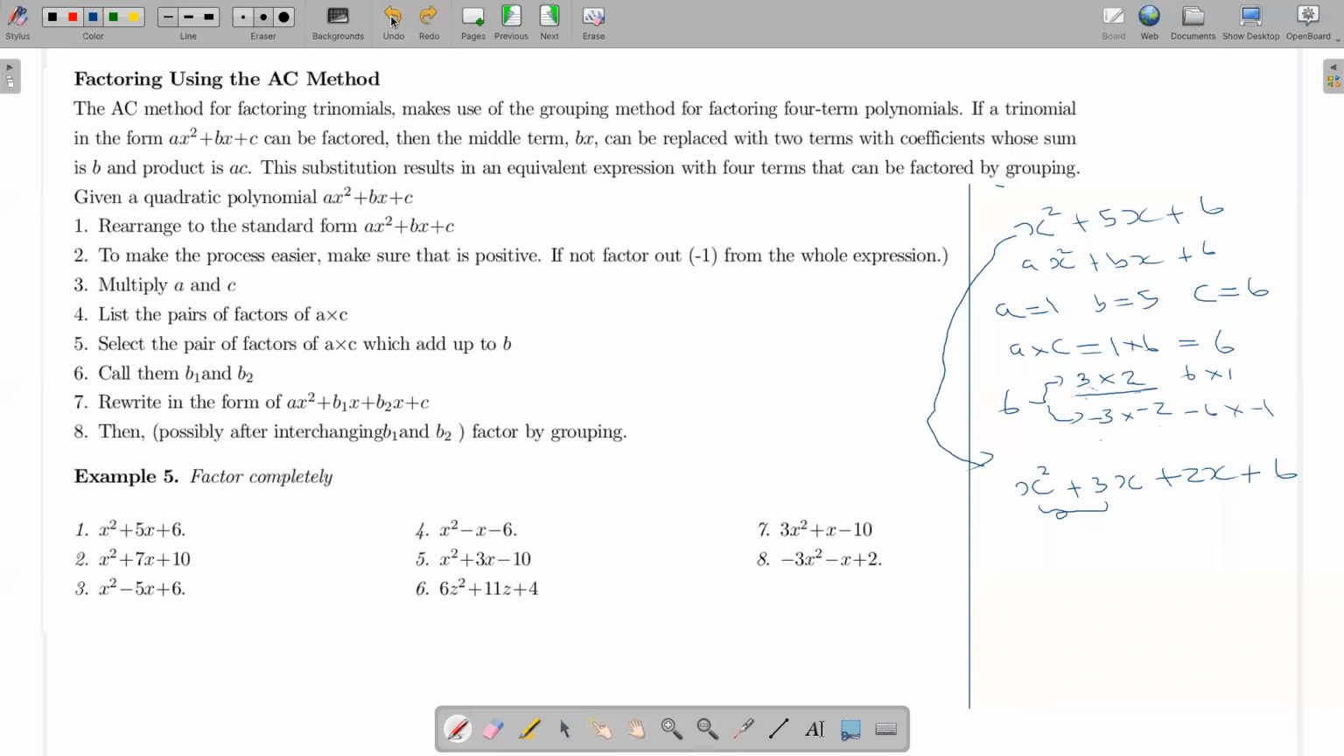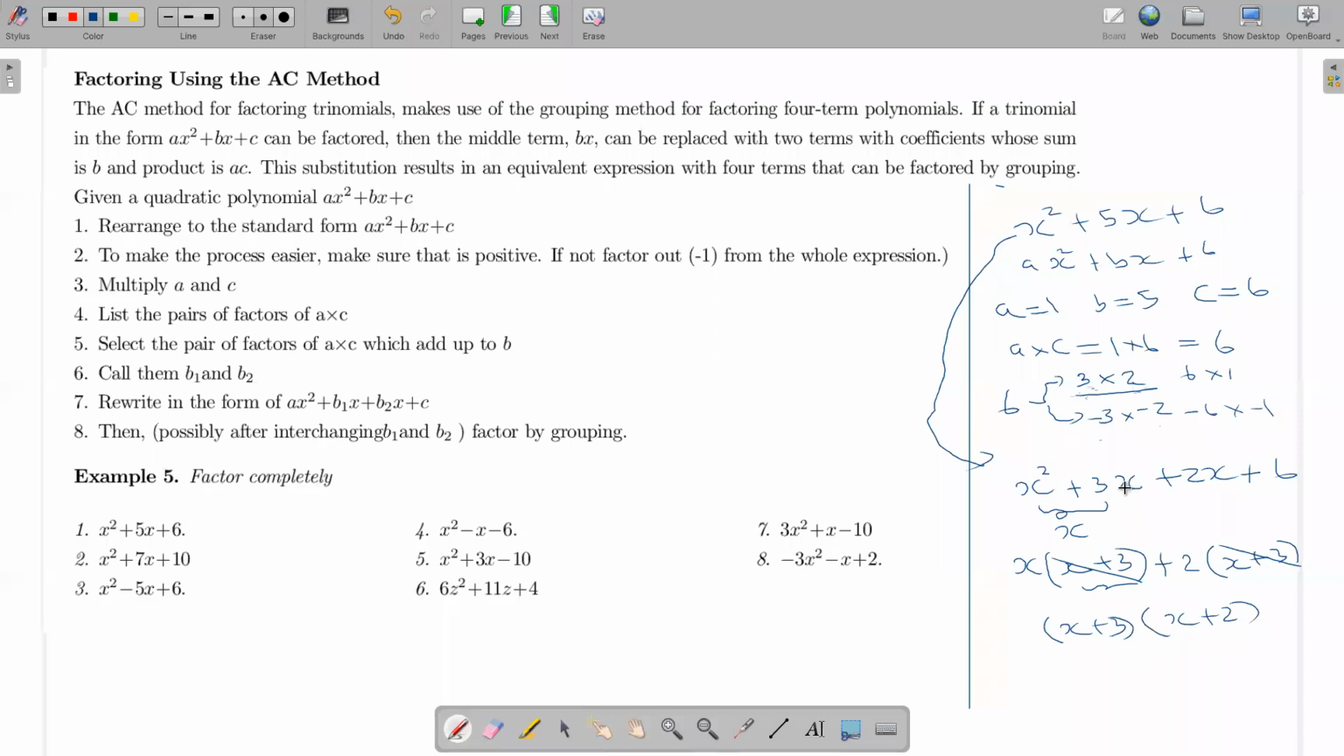Now I go for factor by grouping because there are 4 terms. Here is an x common, I pull that x out. So I get x plus 3 here. Here 2 is common, no? So I pull 2 out, I get x plus 3. Okay. So this x plus 3 is common, I pull the x plus 3 out. This, I get x plus 2.